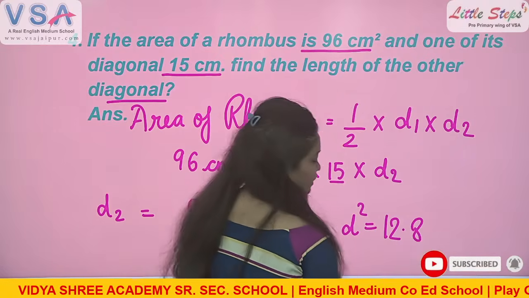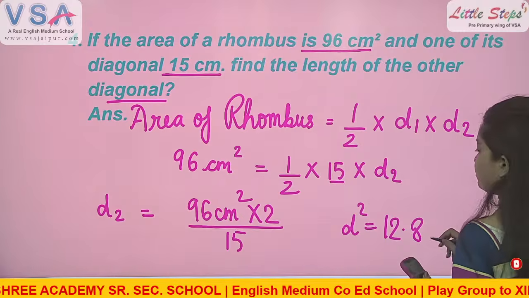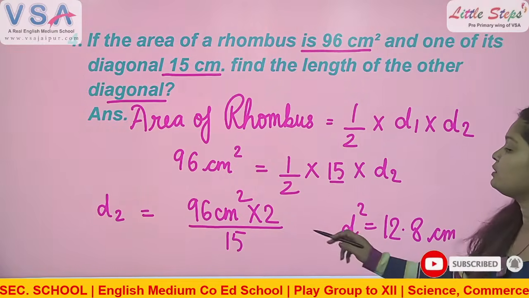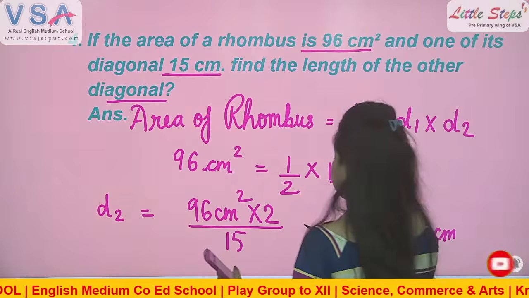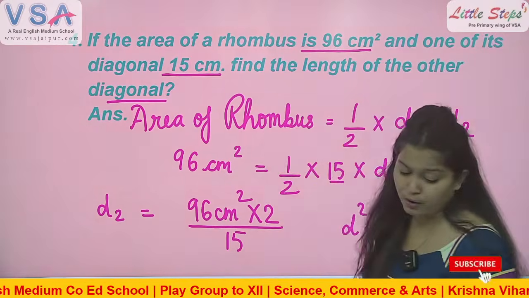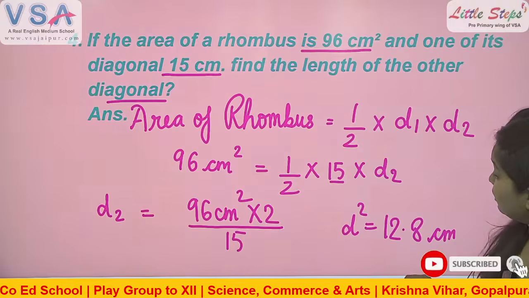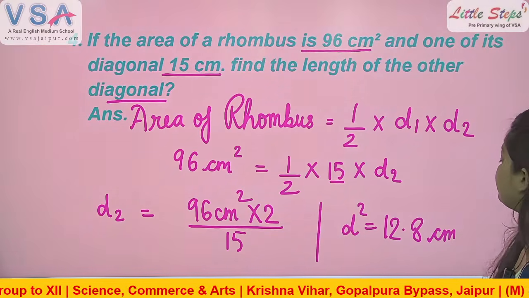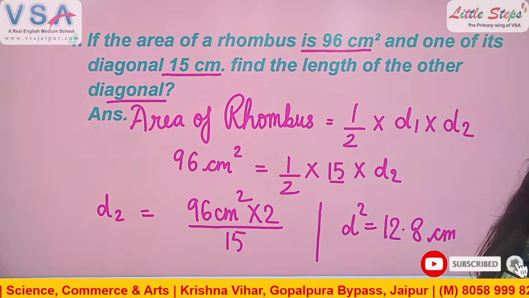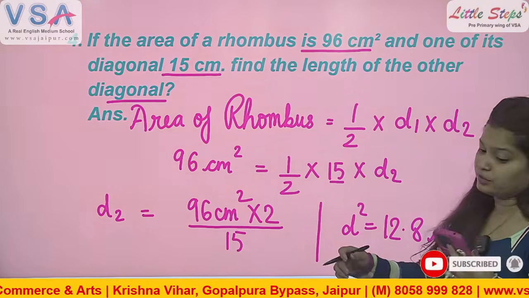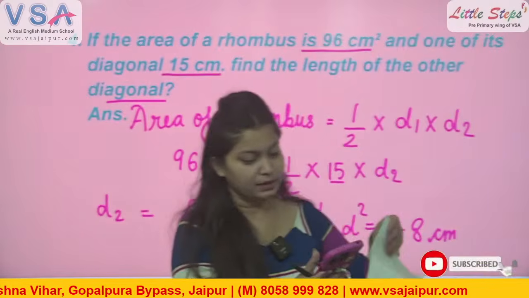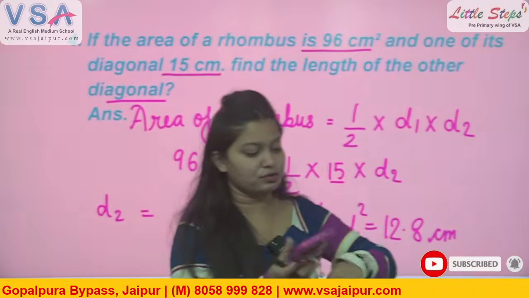So we have d2 का value 12.8 centimeter. Doing the calculation, you can multiply both the numbers. 2 6 are 12, 2 9 are 18. 192 upon 15. You can divide this and we have diagonal 2, that is 12.8 centimeter. Hence the other diagonal is 12.8 centimeter. Is it clear to all? Yes. Moving on to next question.